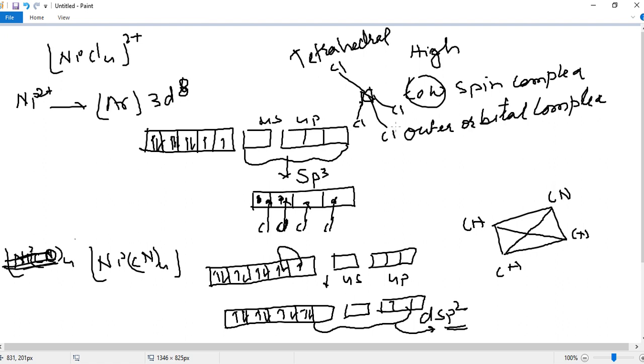But in this complex, inner orbitals have been used and pairing occurs. That's why it is a low spin complex. The above one is a high spin complex. This is a low spin complex because spin quantum number decrease हो रहा है. And the next one is an inner orbital complex. Inner orbital complex.